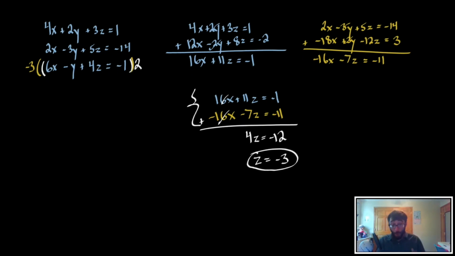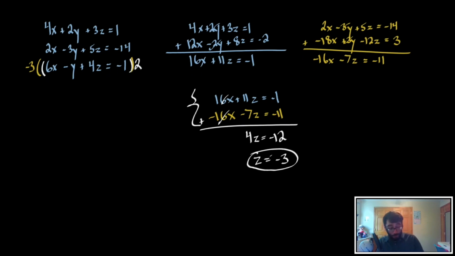Well, once you have one variable, it's actually fairly straightforward. Now I just have to work backwards. I have to plug this into any of these two equations, because if I plug z into either of these two equations, now I'm only going to have x. And then I can solve for x. And then once I have two of the variables, in this problem x and z, I can plug them into one of the original equations and solve for y.